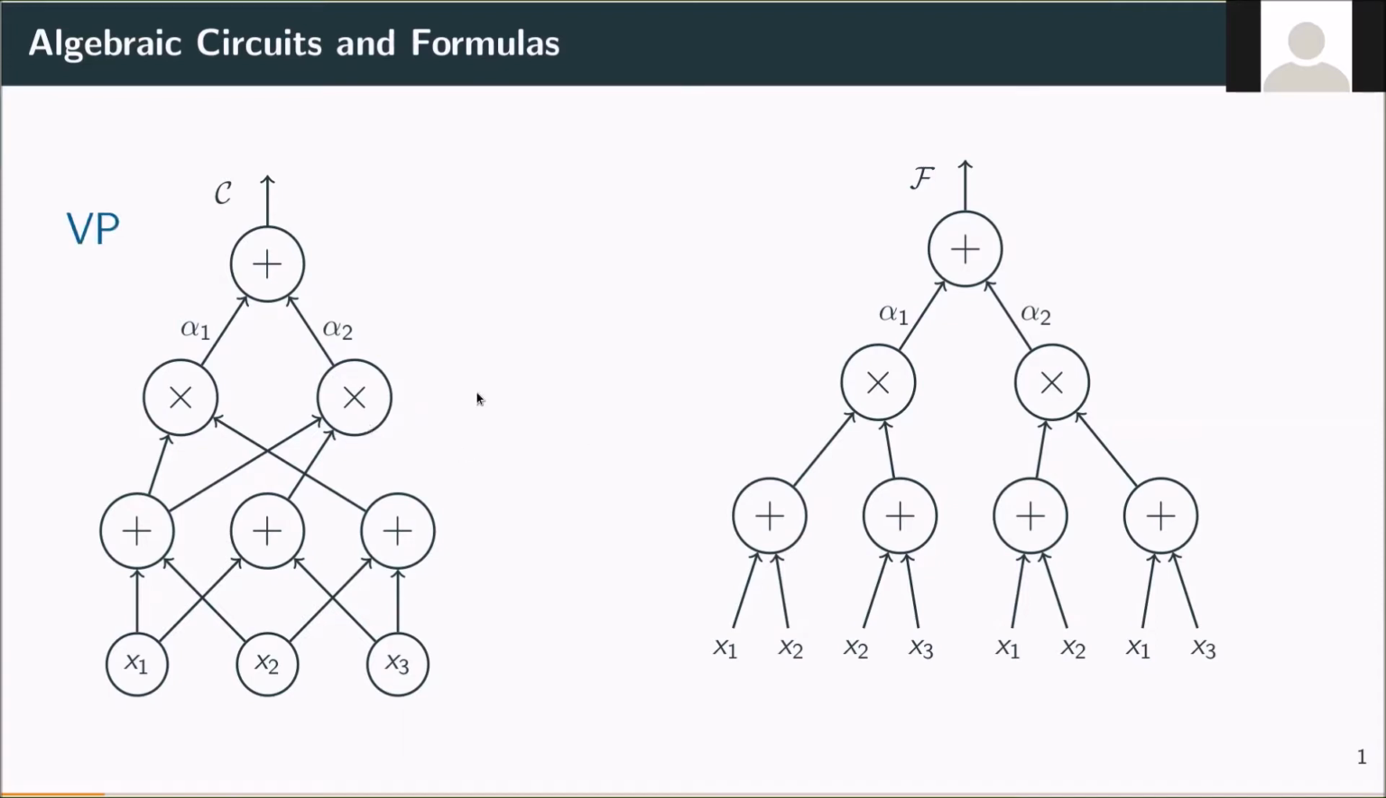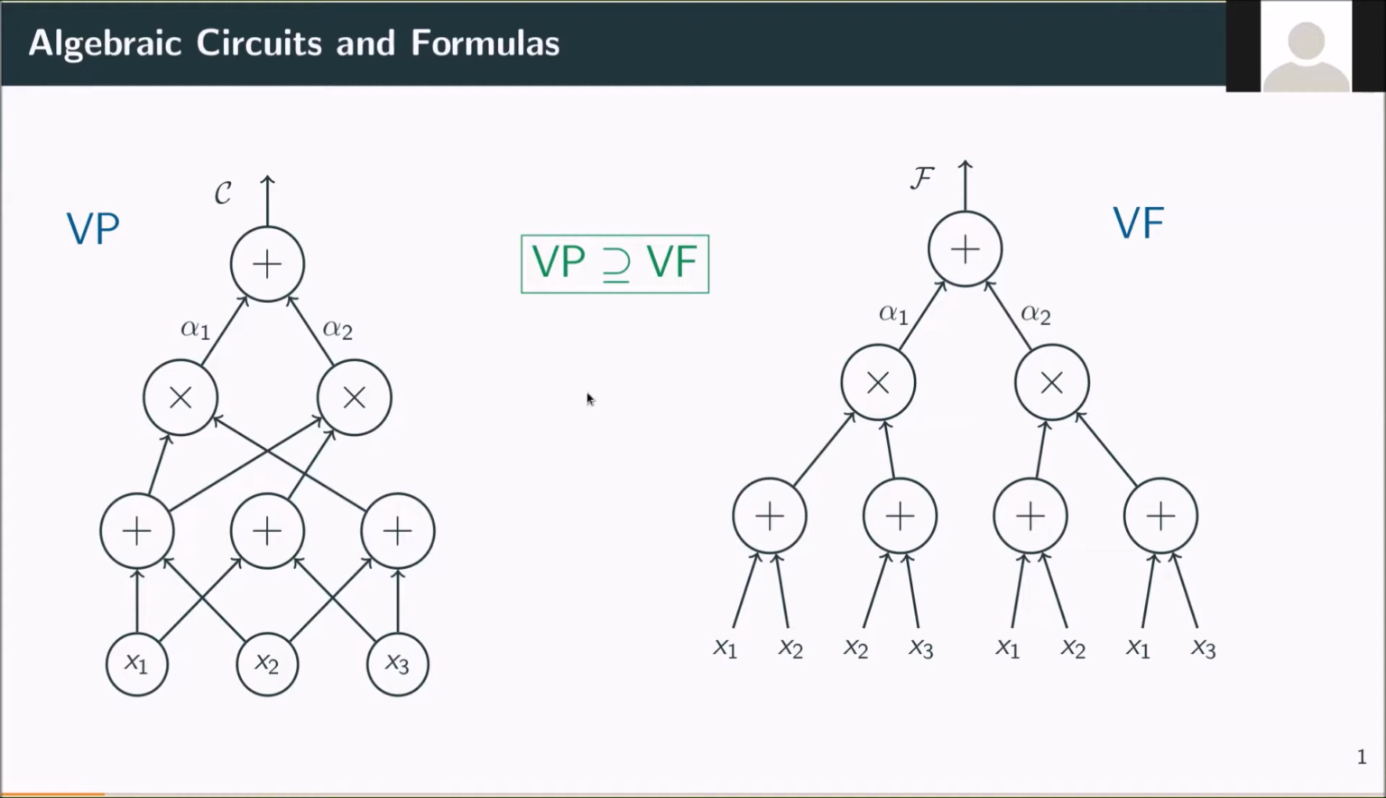Any n-variate degree d polynomial that is computed by circuits of size poly(n, d) is said to belong to the class VP. And any polynomial that can be computed by efficient formulas is said to belong to the class VF. Now since every tree is a DAG, the class VF is a subset of the class VP. In the general setting, it remains open to show whether this inclusion is strict or not.